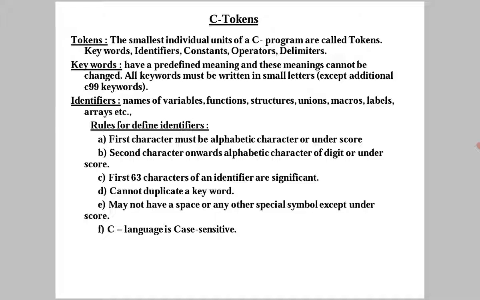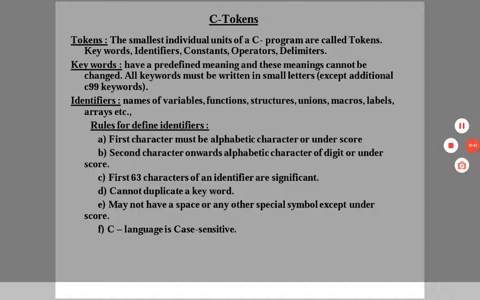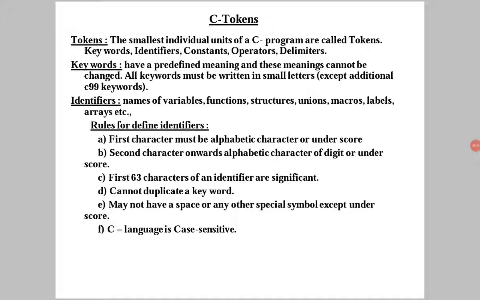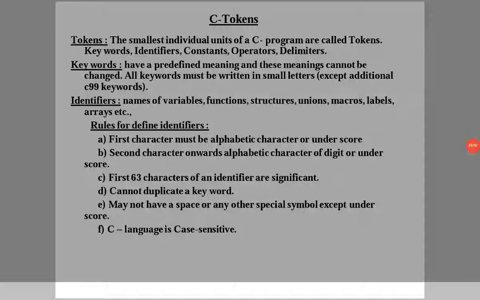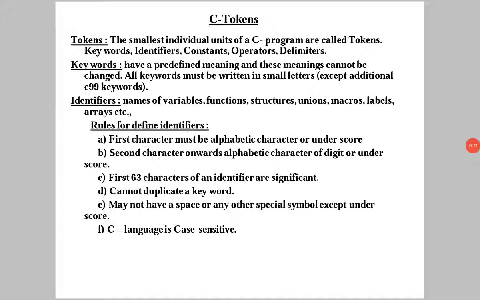What are the rules to be followed while naming variables? The first letter must be an alphabet. From the second letter onwards, we may use any alphabet, digit, or symbol, and the name cannot duplicate a keyword. C language is case sensitive, and keywords are written only in lowercase letters.